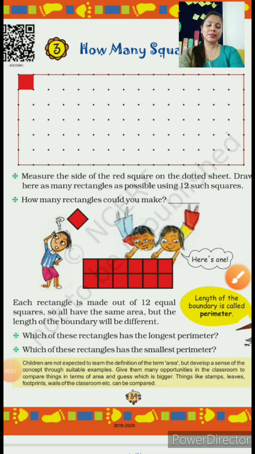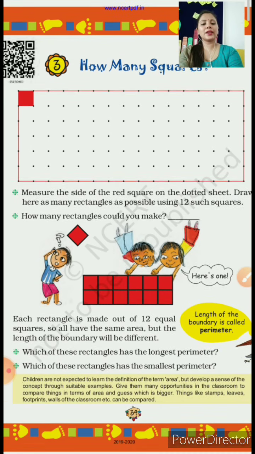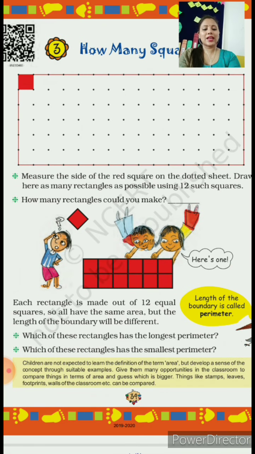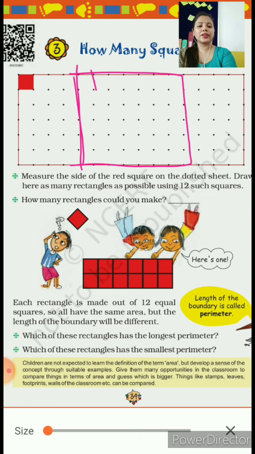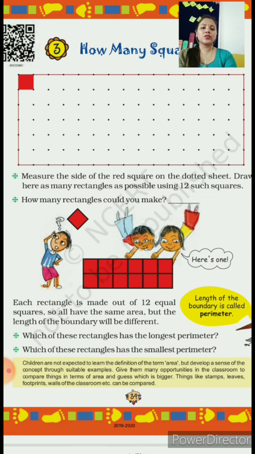So students, today in this session we will discuss chapter number 3, grade 5, that is how many squares. Okay, so first, what is the meaning of a square? A square has 4 sides and all sides are equal, and each angle is a 90-degree angle. Okay, it's your square. There is one example of a square, that red one. This red square is the example of a perfect square.